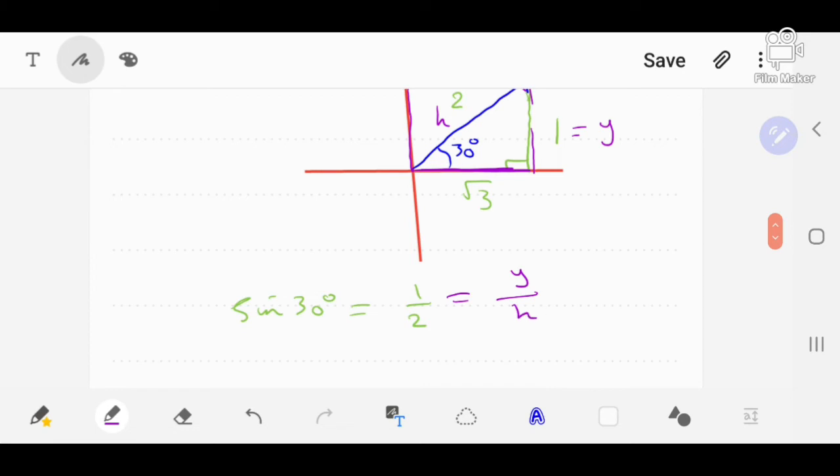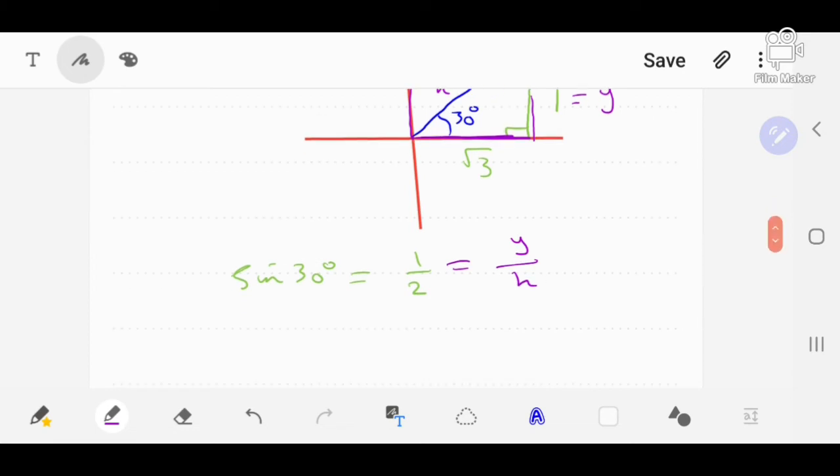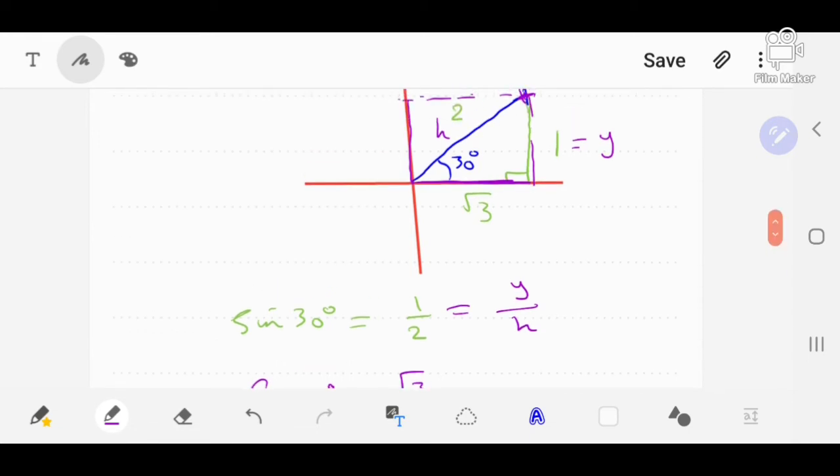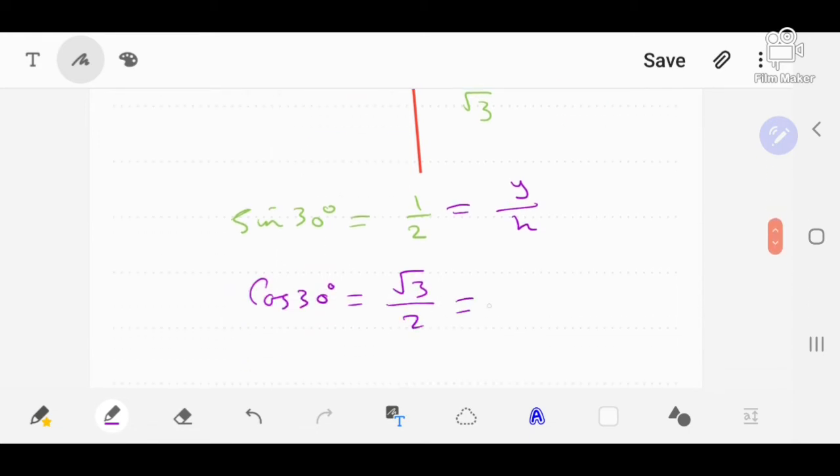When I'm talking about the cosine, where is cosine 30? It's the adjacent, radical 3 over the hypotenuse 2. And the adjacent is actually represented by the x value. So it will be x over the hypotenuse.